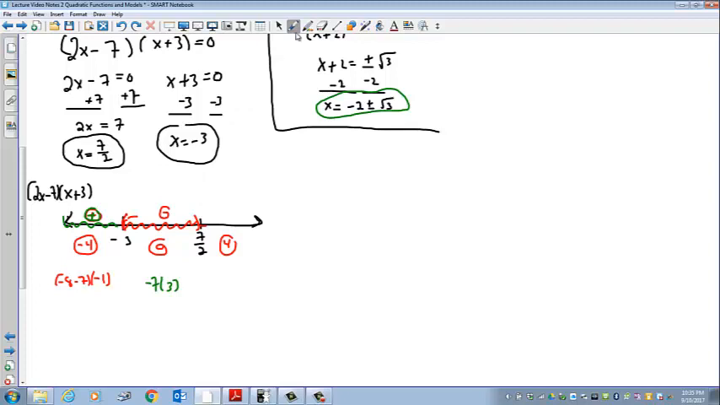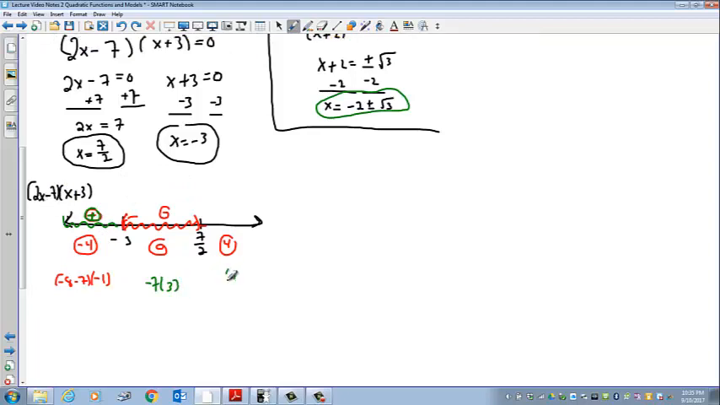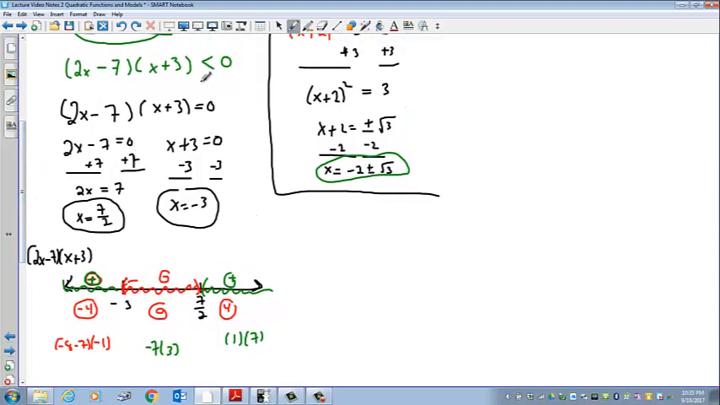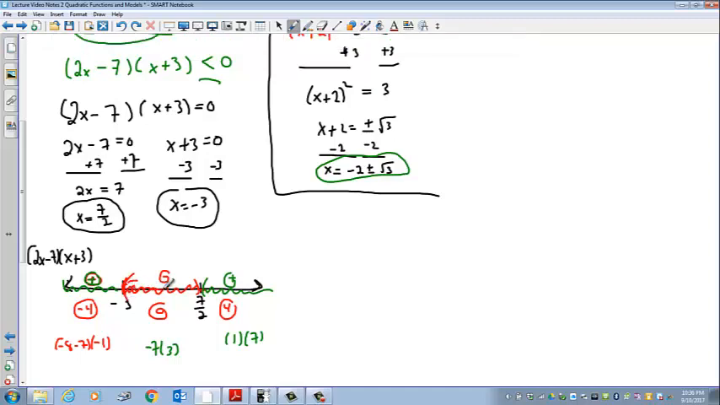And then if we plug in 4 into our expression, 2x minus 7 times x plus 3, what happens is you get 8 minus 7, which is a 1. And then plug in 4 here, 4 plus 3 is 7. And so it's positive. And so all the values to the right of 7/2, if you plug it into this expression, you get a positive number. Now what we want is what? We want to know when it's less than 0. So when it's less than 0, we care about this red stuff right here, and because it's less than, we don't include those endpoints. We just take all those values there. So our answer would be between -3 and 7/2.